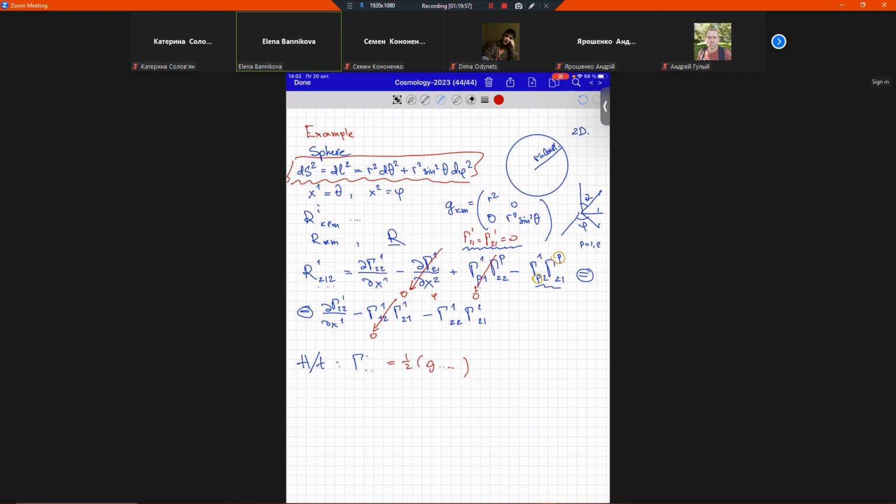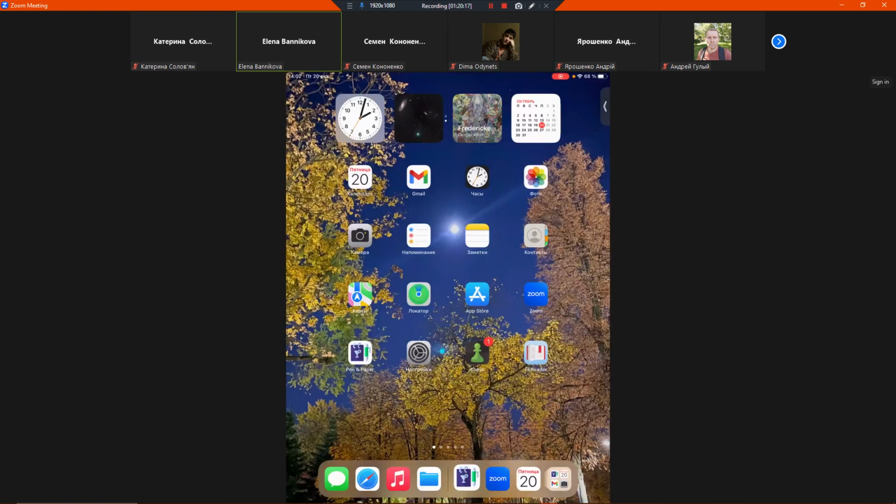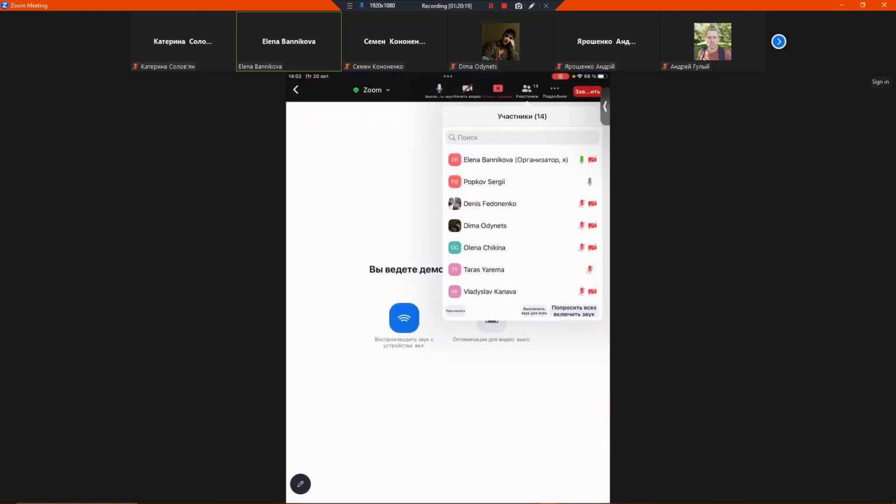And I will give you a home task to obtain the Riemann tensor and the scalar curvature, maybe for some metric. So this is the idea. If you don't have any questions, now I will make a screenshot.